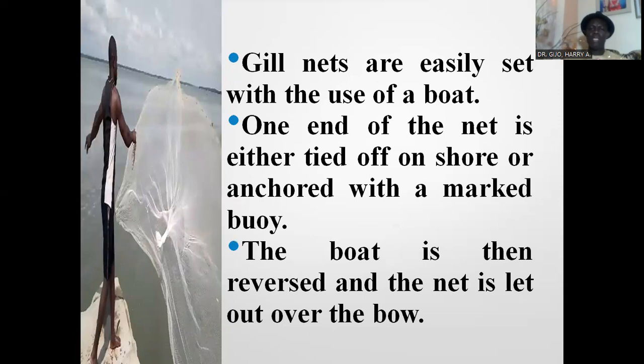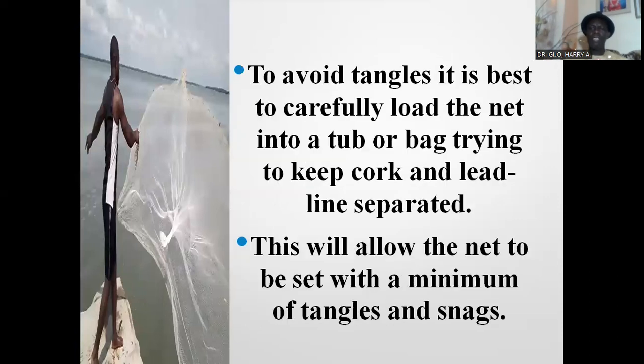The boat is then reversed and the net is let out over the bow. To avoid tangles, it is best to carefully load the net into a tub or bag, trying to keep cork and lead lines separated. This will allow the net to be set with a minimum of tangles and snags.